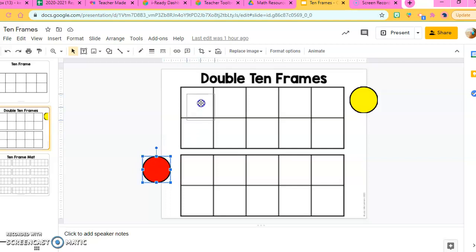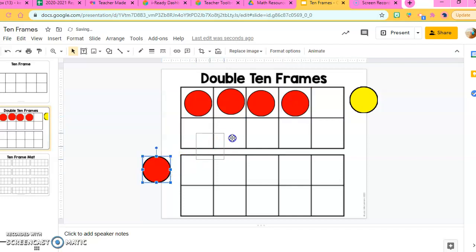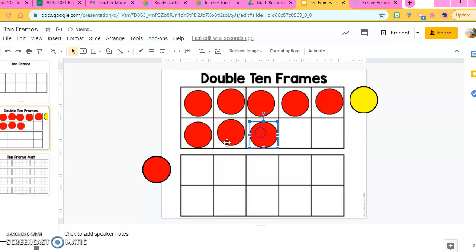So we want 12. 1, 2, 3, 4, 5, 6, 7, 8, 9, 10, 11, 12. Okay, so what is 12 minus 2?